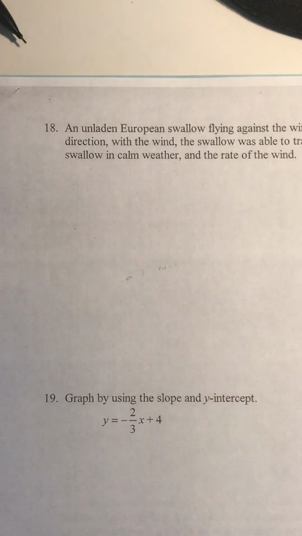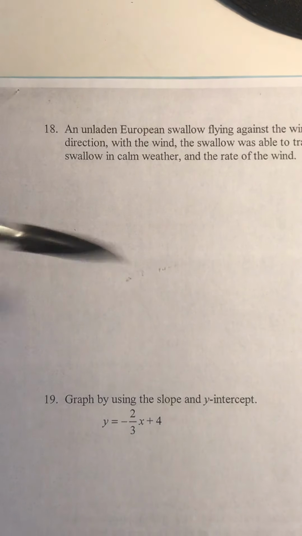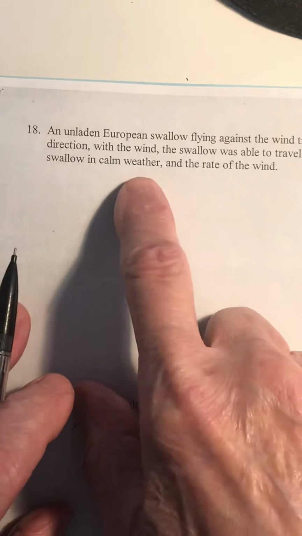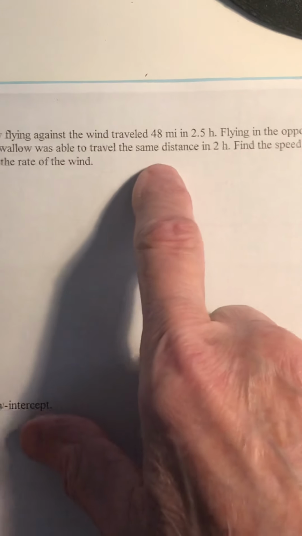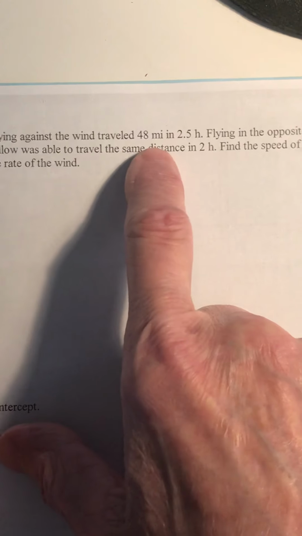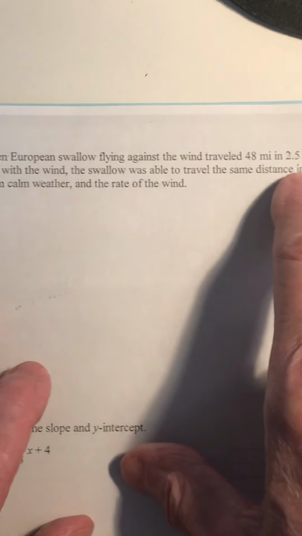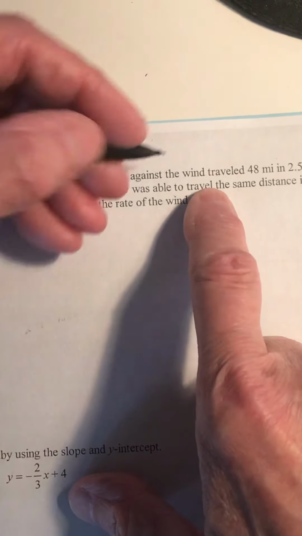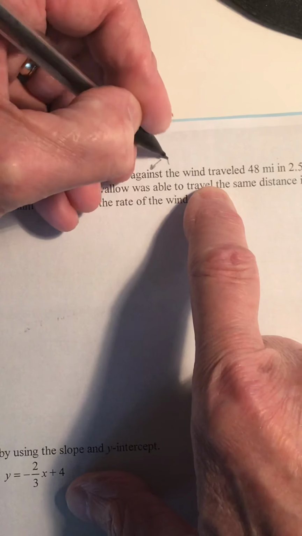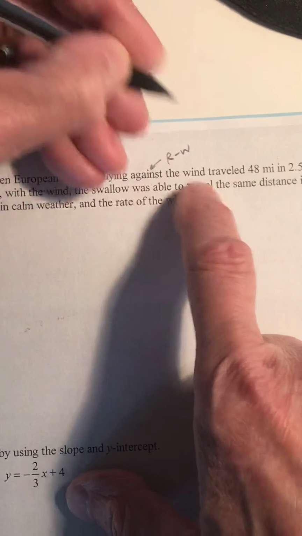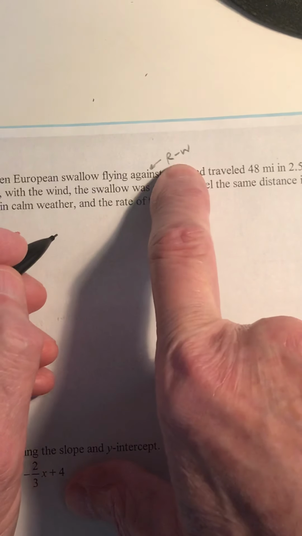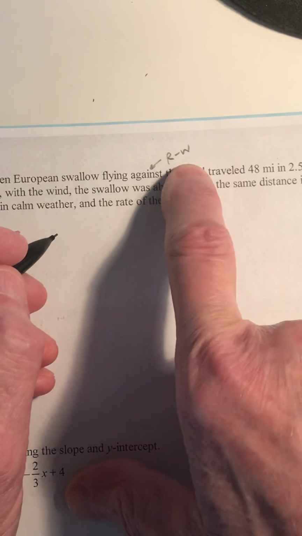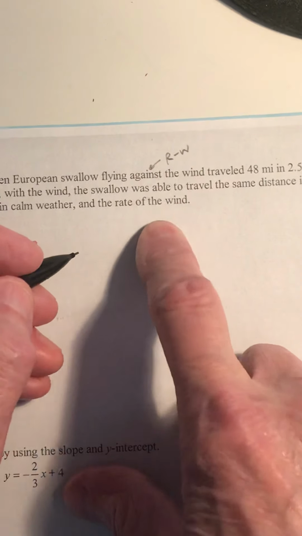We have arrived at page 5. New number 18: an unladen European swallow, that's a bird, flying against the wind, traveled 48 miles in 2.5 hours. Remember, against the wind, we say the speed is r minus w, r for the speed with no wind, minus the wind speed. If you're going against the wind, it's slowing you down.